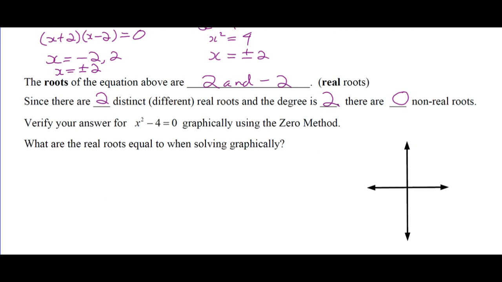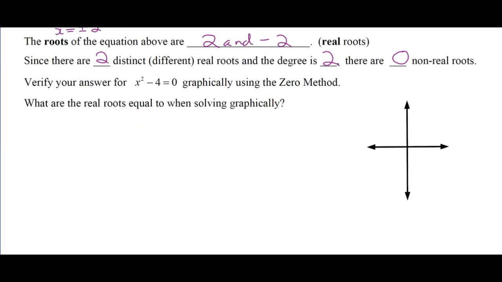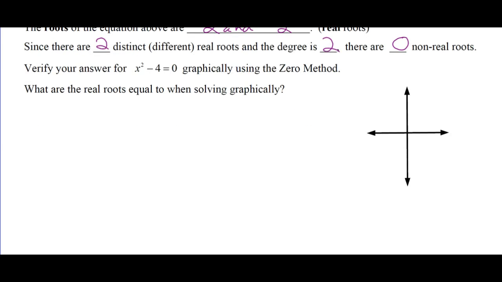Verify your answer graphically using the zero method. Okay, so if you graph this, you know what it looks like. I mean, it's a quadratic that's shifted down 4 units, right? So if you graph this, this is what you would get. You would find these roots.